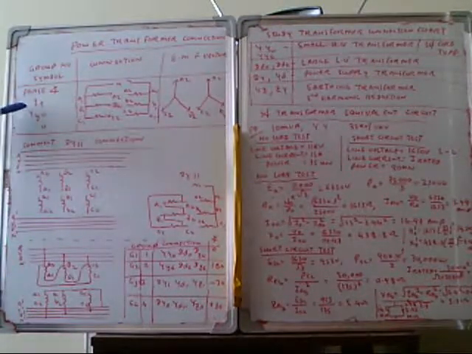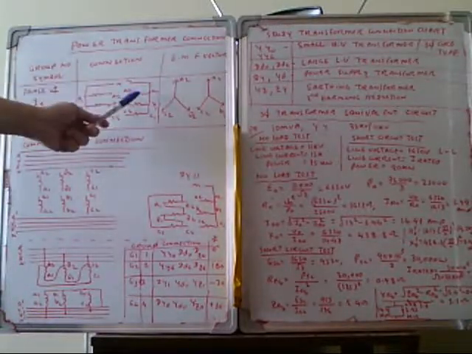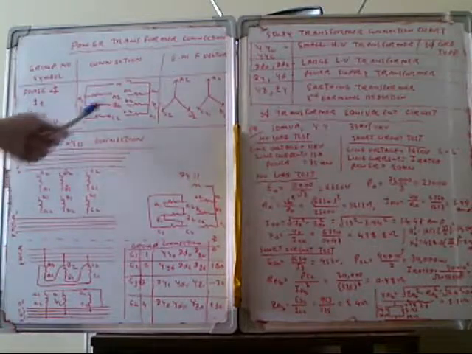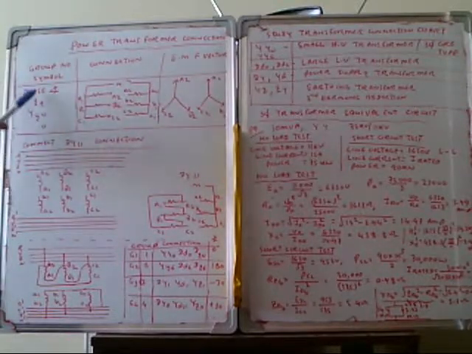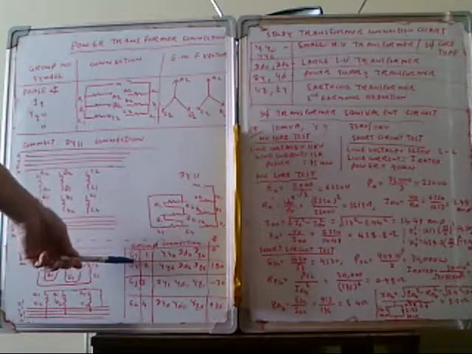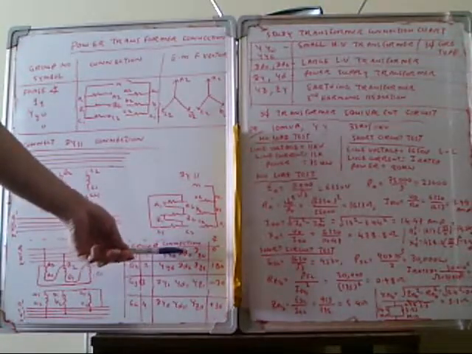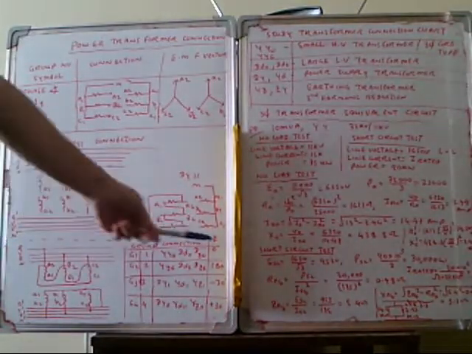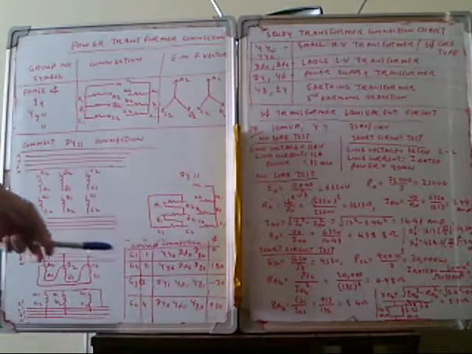This is group 1, connection 1: primary star, secondary star. The 0 means there is no phase difference between the primary and secondary voltage vectors. So this is the YY0 connection. Based on this YY0 connection, we can also make other connections. Group 1 is YY0, DD0, and DZ0. In this case the phase difference is 0 degrees.